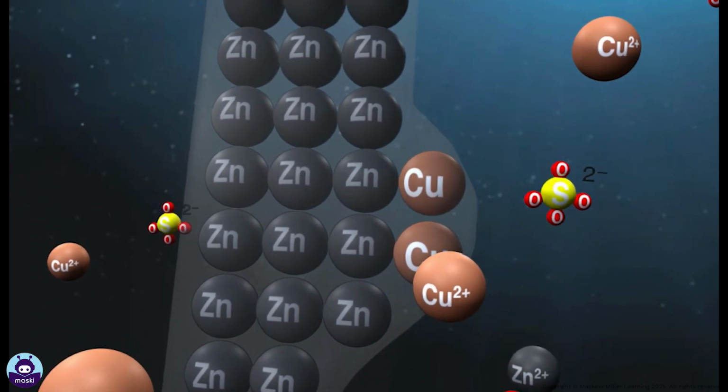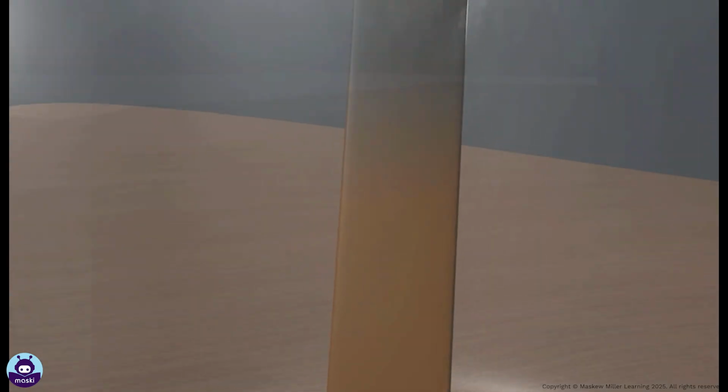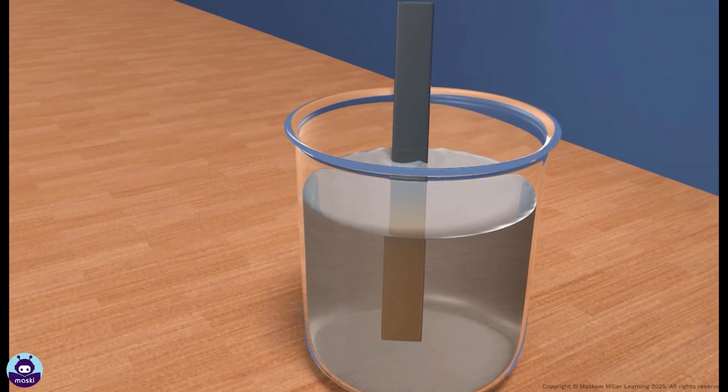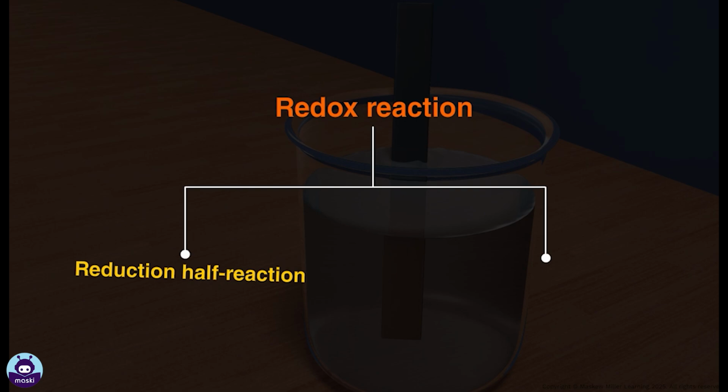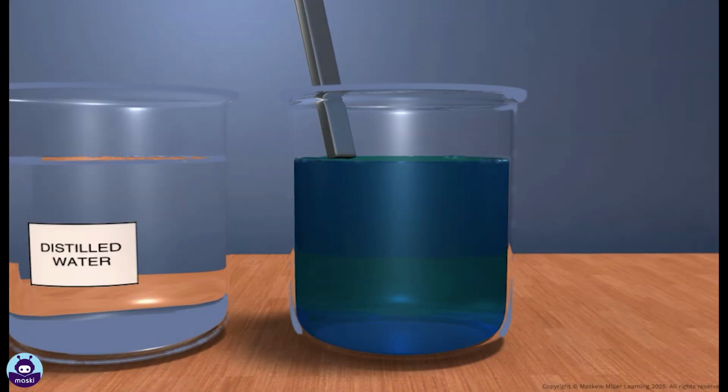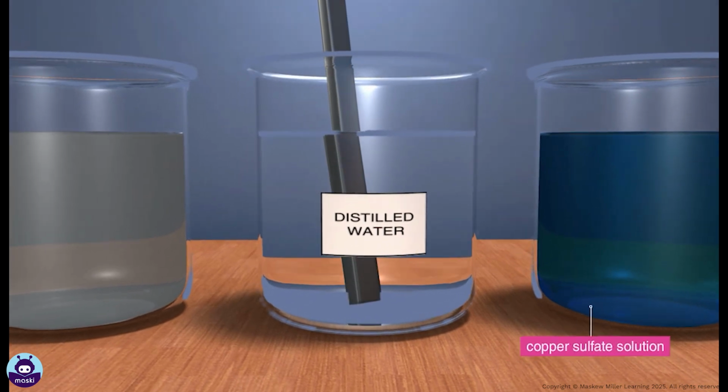If we are able to make the electron transfer happen indirectly, we may be able to create an external current. We need to separate the reduction and the oxidation parts of the redox reaction. We separate the zinc metal from the copper sulfate solution.